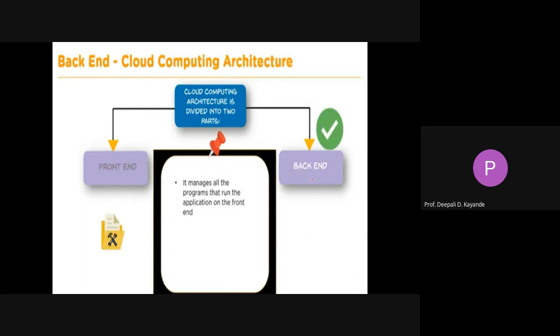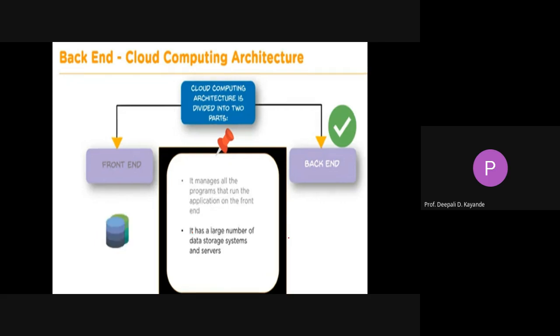Now what happens in the back end? What is present in the back end? So the back end manages all the programs that run the application on the front end, whatever is going to happen on the front end. As I told you, as an end user, we only see that Google Drive is a platform where we are uploading documents. But what exactly is the logic behind that? How is it done? All those portions will be covered inside the backend. So it has a large number of data storage systems and servers.